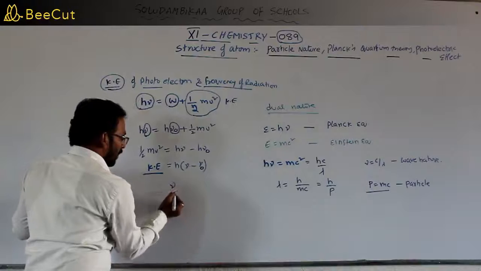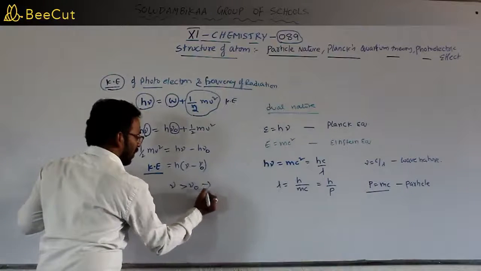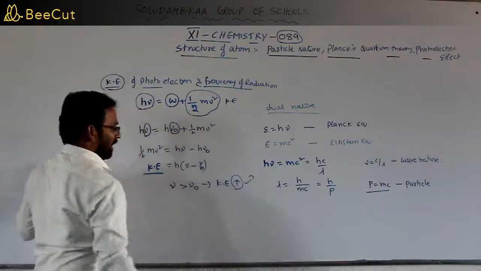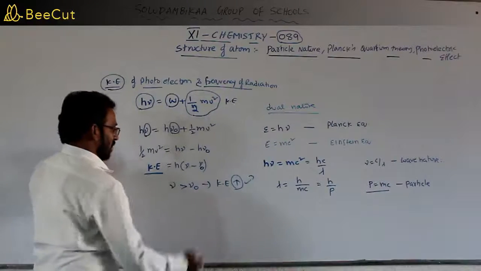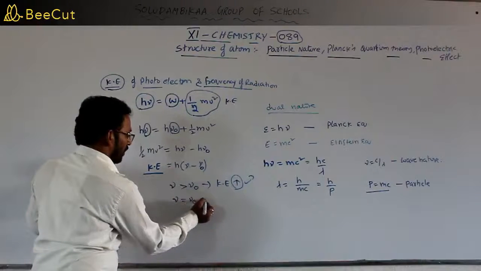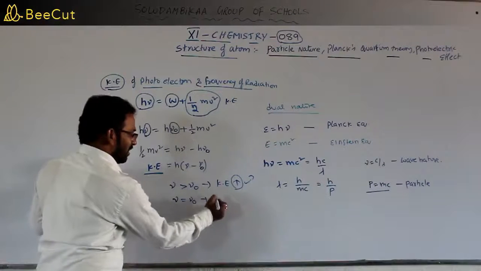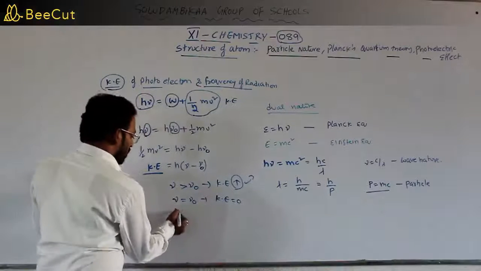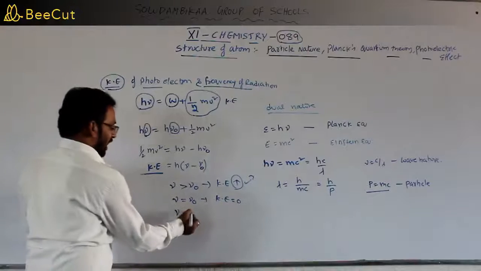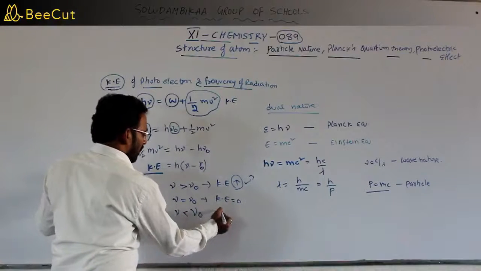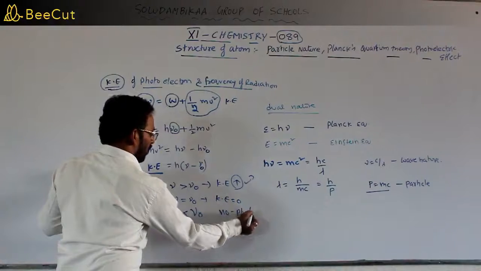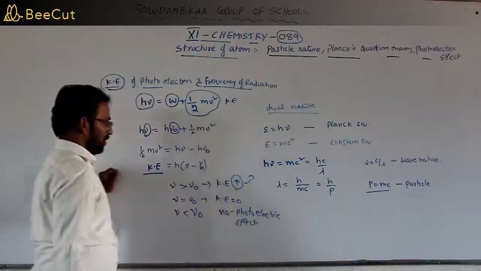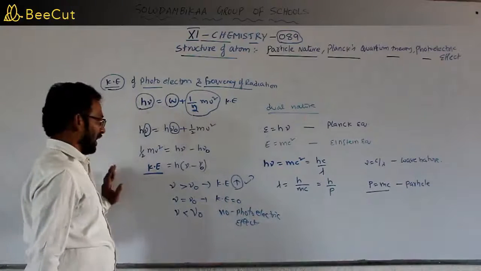So always nu must be greater than nu naught, then only kinetic energy will exist or the photoelectric effect will exist. Suppose nu is equal to nu naught, the threshold frequency is equal to the frequency of incident light, then K becomes 0. Suppose the incident light frequency is less than the threshold frequency, then no photoelectric effect is observed. These are various important pieces of information you can get here.